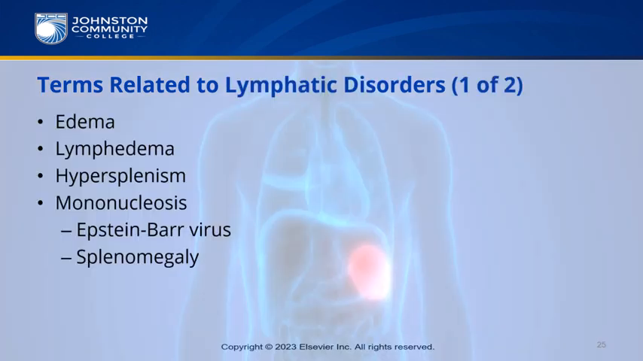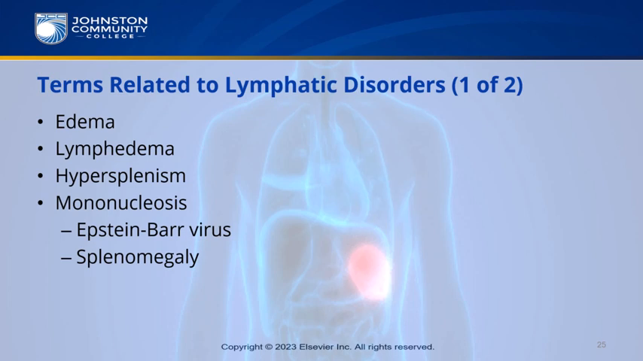Terms related to lymphatic disorders. Edema is an abnormal accumulation of fluid in the interstitial spaces of tissues. Edema is one of those terms that can stand alone or act as a suffix meaning swelling. Lymphedema is an accumulation of lymphatic fluid and resultant swelling caused by obstruction, removal, or hypoplasia of lymph vessels. Hypersplenism is an increased function of the spleen, resulting in hemolysis, destruction of the blood cells. Mononucleosis is an increase in the number of mononuclear cells in the blood caused by the Epstein-Barr virus. This can result in splenomegaly.